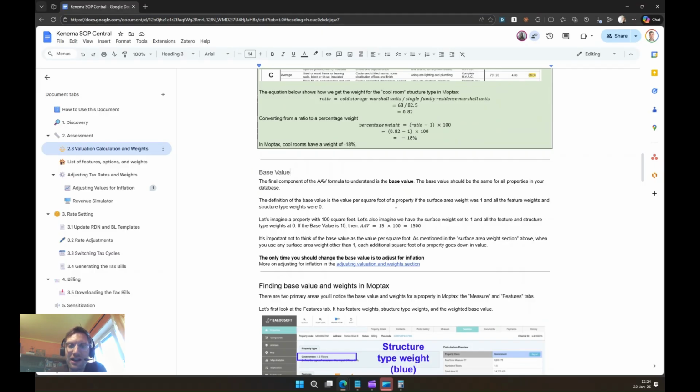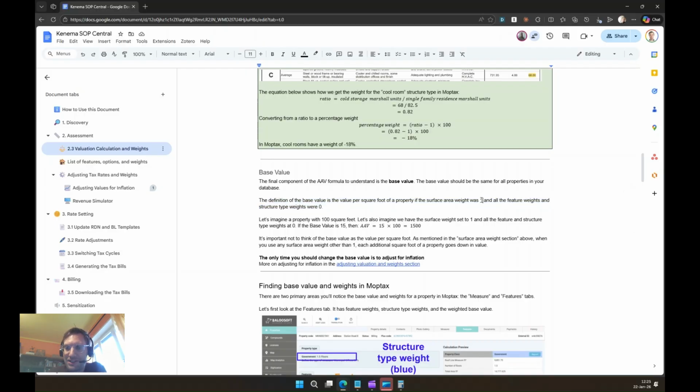I know that's a little bit of a tricky thing to conceptualize, but it's what it is in the mathematical formula. Another way to think about it is the value per square foot of the first square foot of your property that you build, if you set all of the weights to 0. In that case, you could use the surface area weight of anything. But let's stick with this definition for now.